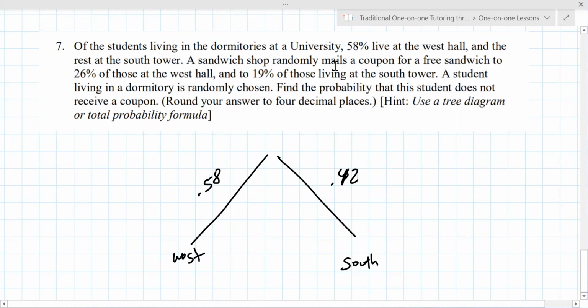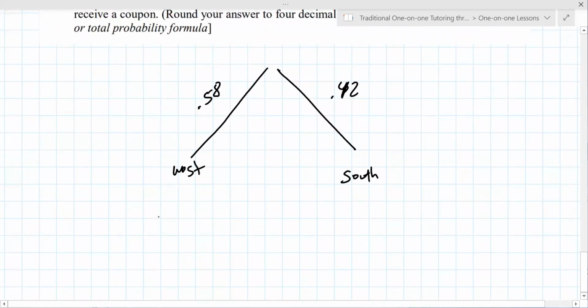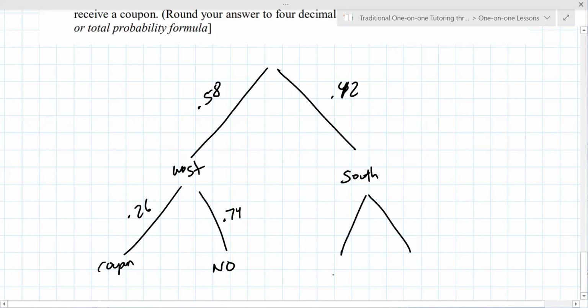Now it says a sandwich shop randomly mails a coupon for a free sandwich to 26% of those living at the West Hall. So if you're in the West Hall, your coupon is 0.26. Okay, and we assume that no coupon is the rest. They're the ones that don't get it. South Tower, kind of same deal, coupon and no coupon. So the 19% get it, and then the rest don't.